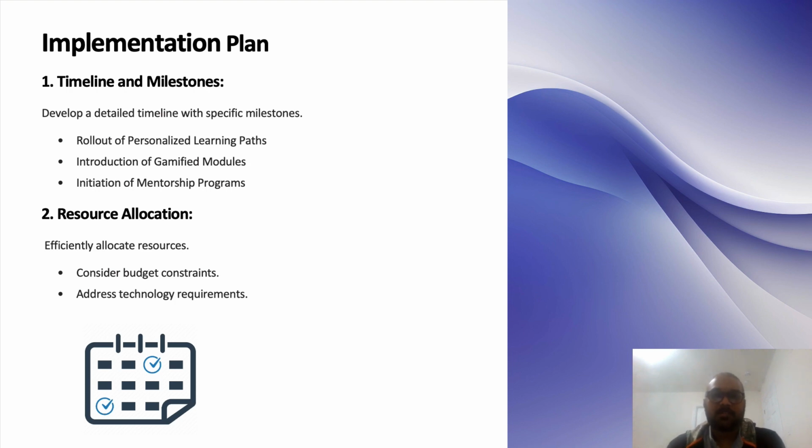Each milestone, such as rollout of personalized learning paths, introduction of gamified modules, and initiation of mentorship programs, contributes to the overall effectiveness of our strategy. Effective resource allocation is a critical aspect of our plan. We must consider budget constraints and address technology requirements to support our agile training methods. Proper resource allocation ensures success of our initiatives and supports the ongoing development of our workforce.